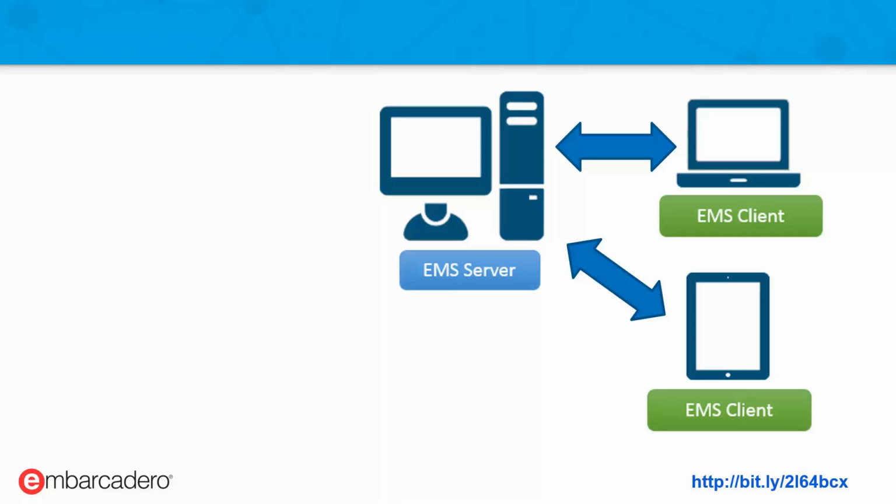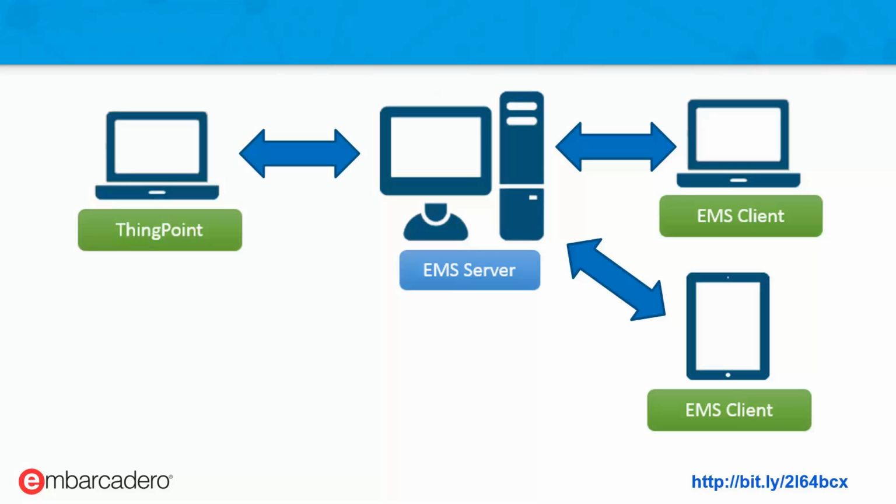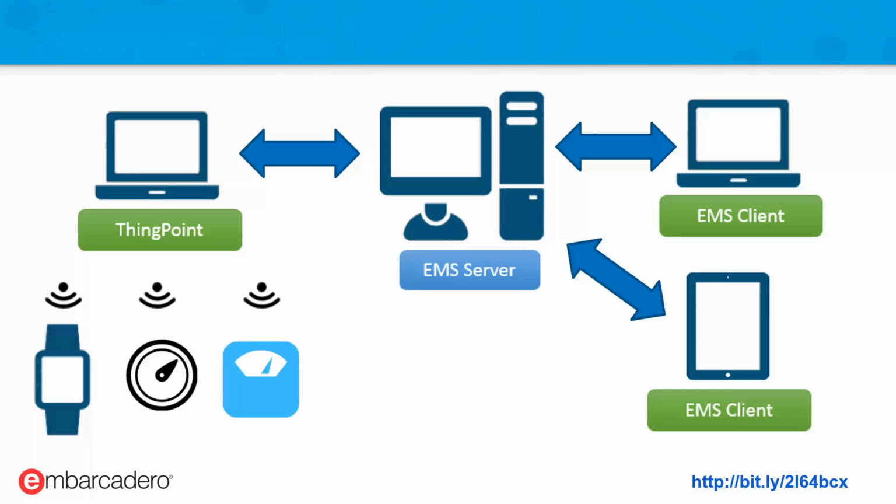But what if we wanted to collect data from devices? So say a thermostat on the network or an access control system. Well, we provide software for building a ThingPoint. So a ThingPoint is a little server that sits out on the network which the EMS server is able to connect to. The ThingPoint is also connected to the various devices, so that might be smart devices such as watches, thermostats, weighing scales, and so on. So effectively, the data collected from those devices is fed into the ThingPoint, and the ThingPoint can then make that data available to the EMS server.